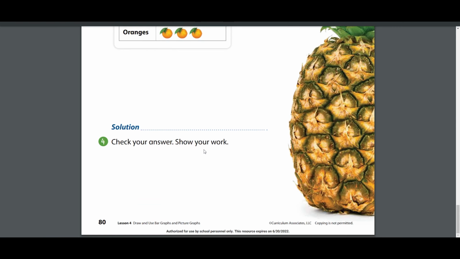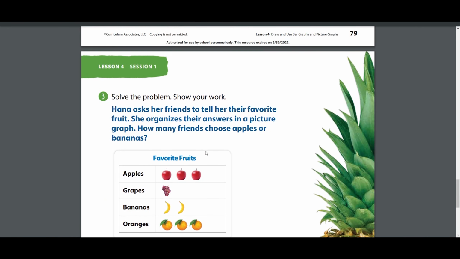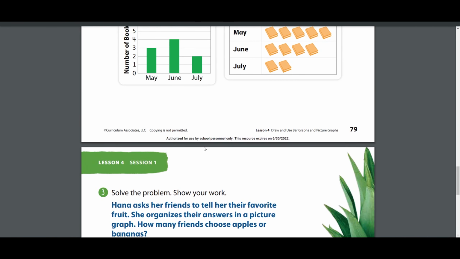So then this is it. This is a review on bar graphs and picture graphs. I hope you like and love this lesson.